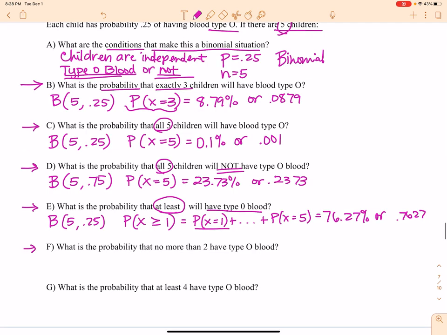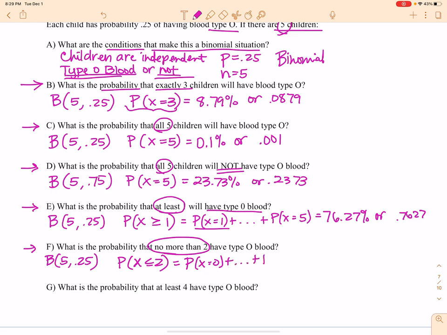All right, part F. What is the probability that no more than 2 have type O blood? So I'm still dealing with the same parameters here. No more than 2. So the probability that x is less than or equal to 2. It can't be more than 2. So that is why I'm setting this up this way. So this implies that x equals 0 all the way to 2, but not anything more than that.